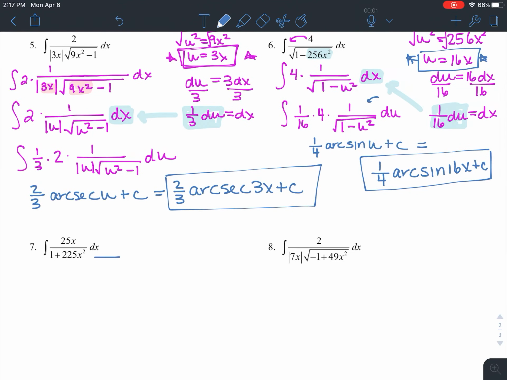Now, looking at this, I've got a 225x squared, but a 25x. This one would be old stuff, because it is 1 degree different. So you would have to make your u your denominator of 1 plus 225x squared. Just flip those around and it should work. And it would end up being your arcsecant.